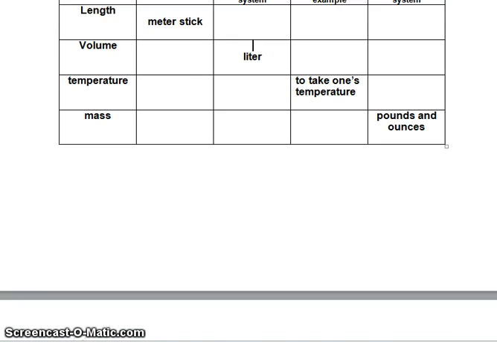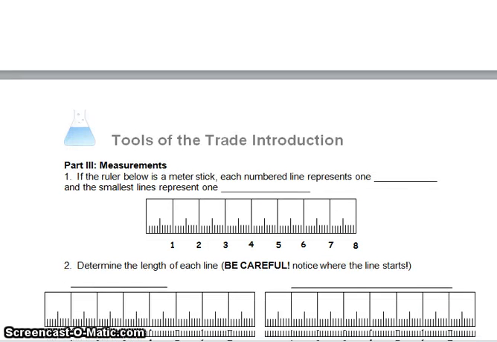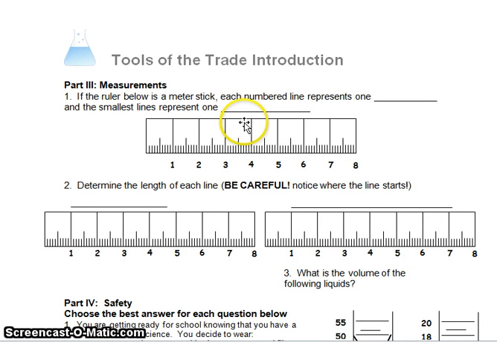The second page of this worksheet is asking you to figure out what unit we use to represent these lines here, and what the smallest of these lines from here to here represents. Question number 2 is asking you to measure the line from here to here, and from here to here.